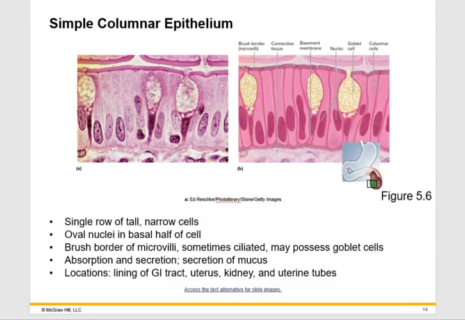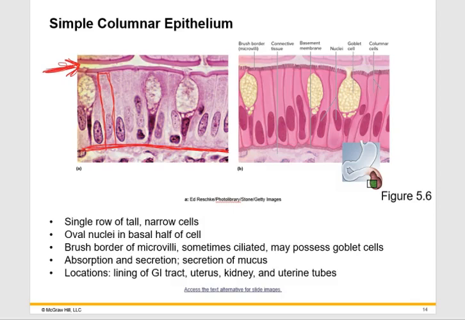Simple columnar epithelium. So in this picture, notice how you can look for that white area. So here's the basement membrane, drawing it in red. We have the columnar cell sticking up, and then this would be the apical surface at the top. Simple columnar epithelium is the thickest of the simple types of epithelium. This is going to function in absorption and secretion as well.